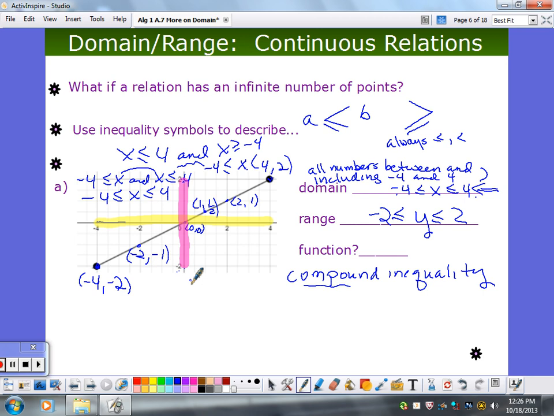It'll be fine. Is it a function? Yes. Let's go back to that. One, yes or no? Yes. Every input has one and only one output. We're getting really good at that. Questions about this? Okay, let's try a different one.